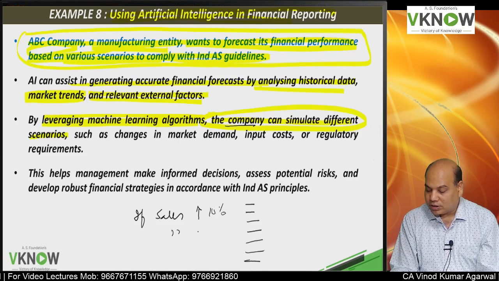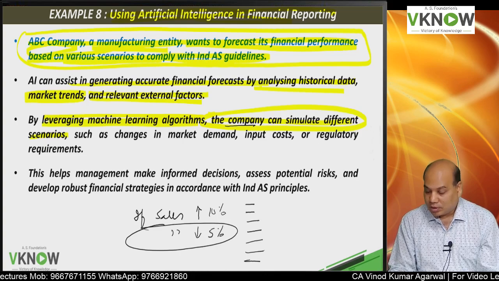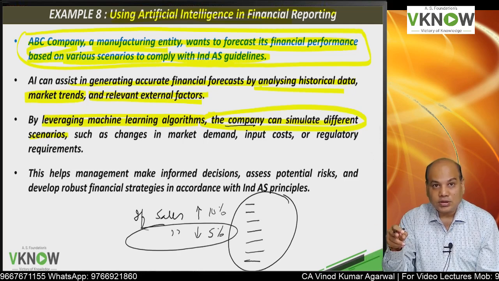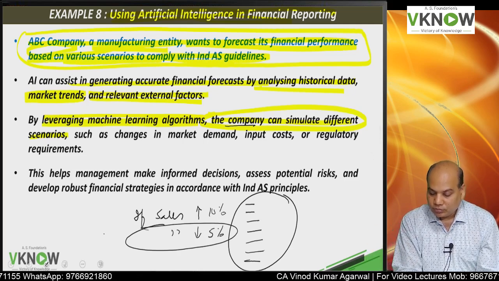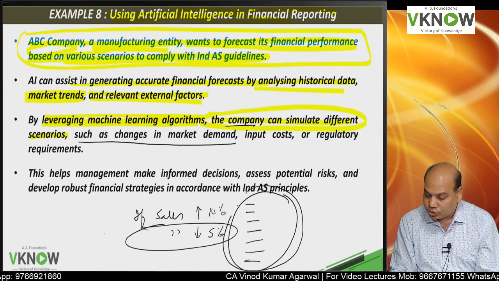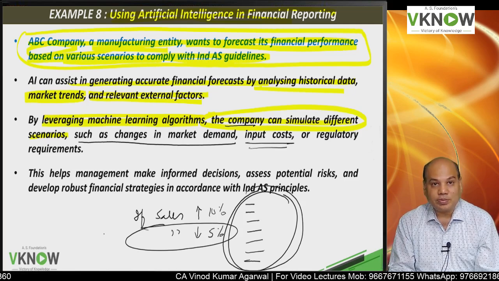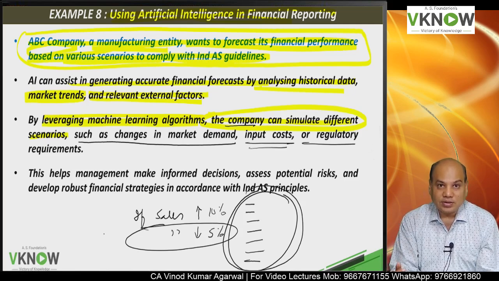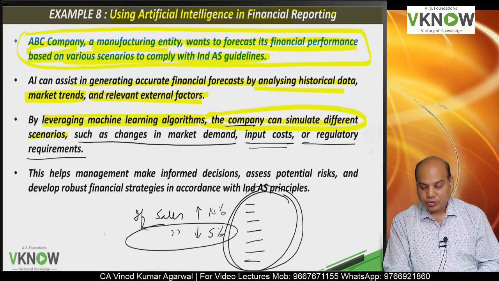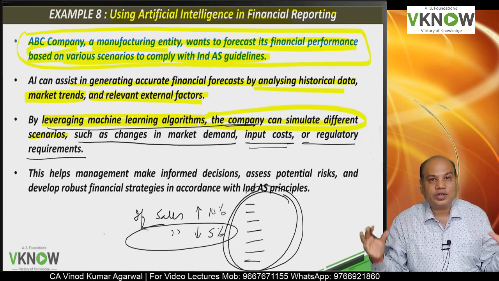If the competitor's sales reduce by 5%, how will our financial performance be impacted? Can you do this analysis? Yes, machine can do that also. If the market demand changes tomorrow by some percentage, how will these 12 ratios be impacted? You can get the answer immediately. If input cost changes by a few percent, or if the law changes in a certain manner, how will my financial performance be affected? Machines will do that very quickly, and you can check a large number of scenarios.